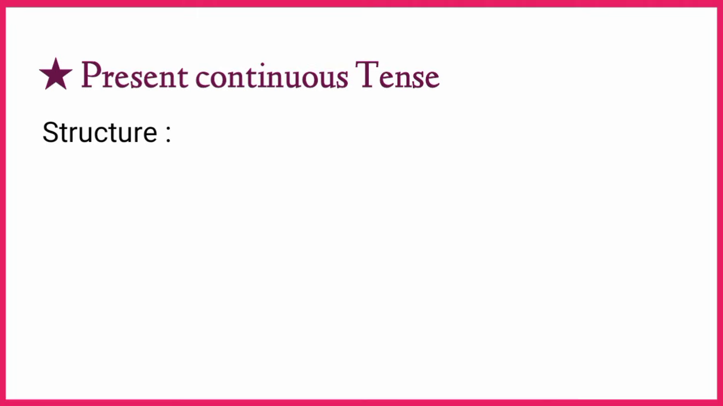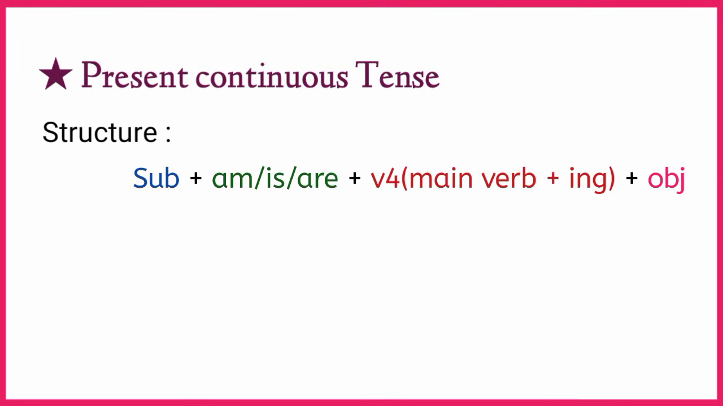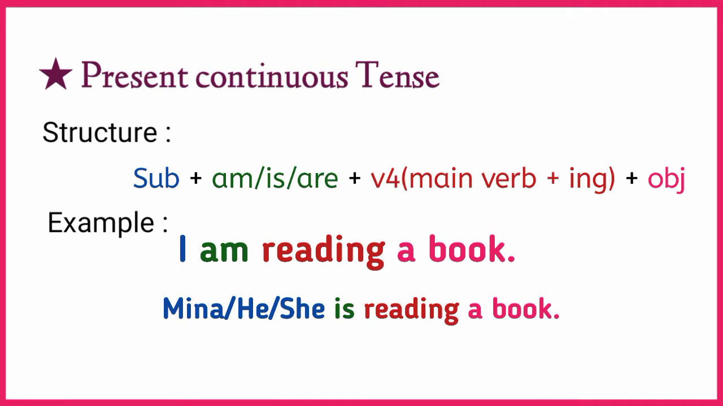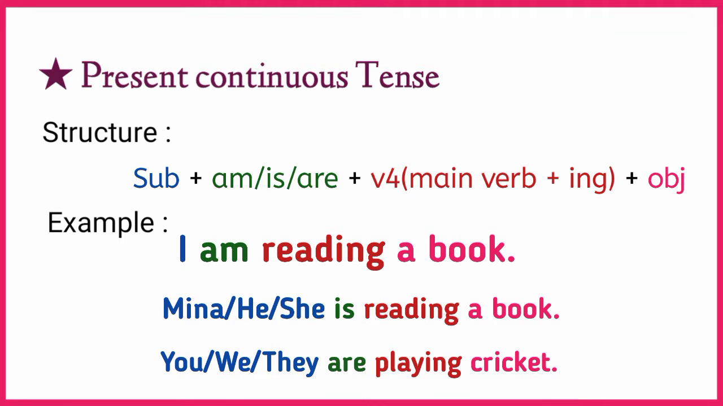Okay, first structure of present continuous tense. Subject plus am, is, are plus ing form of verb plus object. Example, I am reading a book. Next example, Mina or he is reading a book. Next example, you or we are playing cricket.